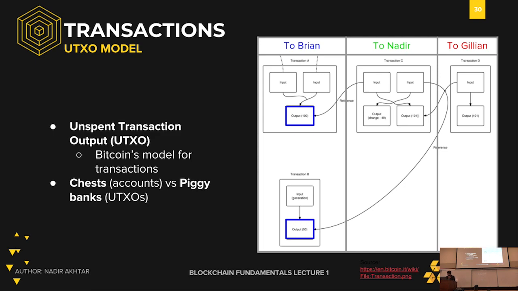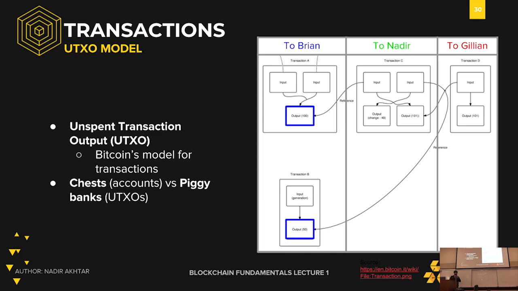So Bitcoin uses what's known as an unspent transaction output model. In banks, we think of all of our money in one giant chest, right, that holds our $3.70 after Berkeley tuition's deducted. So the way that Bitcoin works is that instead you have unspent transaction outputs, where instead of having a giant chest of money, you have individual piggy banks.